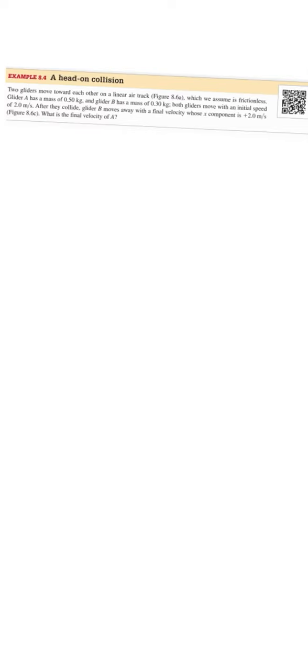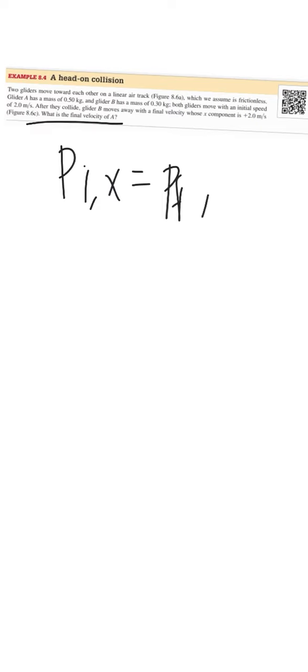Okay, so now we're doing 8.4, and this question is asking us to find the final velocity of A. So what is the speed of A at its final point? In order to solve this, we need to use previous knowledge that we used in 8.3. What we need to know is that PIX is equal to PFX. Since we know this, we can use both of these equations to find out the final velocity of A.